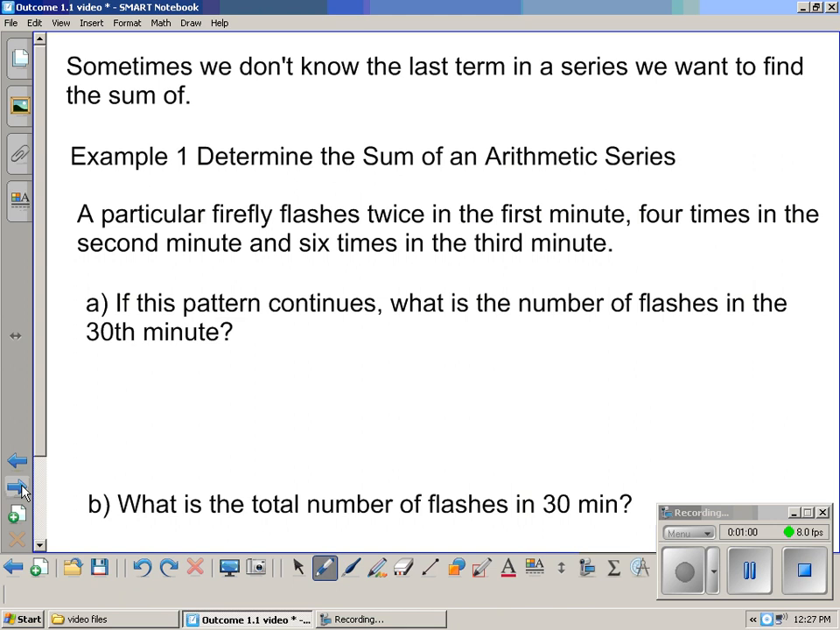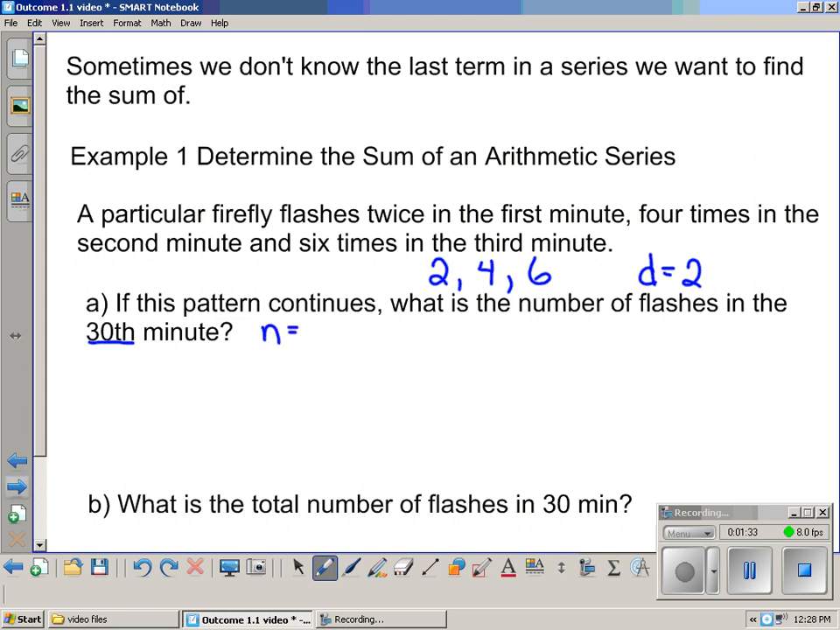So example 1: a particular firefly flashes twice in the first minute, 4 times in the second minute, and 6 times in the third minute. Right now this is set up as a sequence with a common difference of 2. 2 plus 2 is 4, 4 plus 2 is 6. If this pattern continues, what is the number of flashes in the 30th minute? So I want to know, if I go 30 steps down the road, how many times will it flash?